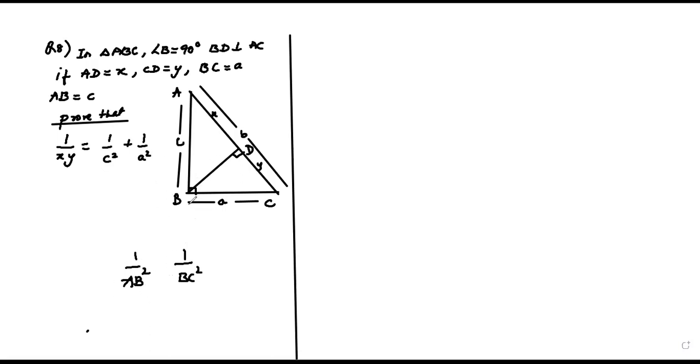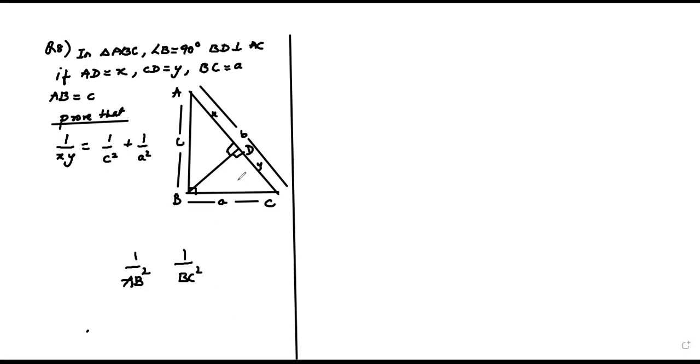But where is similarity here, children? One theorem we have learned: similarity in a right angle triangle. Can you see a big right angle triangle, triangle ABC, with angle B 90 degrees? From the vertex of the right angle, a perpendicular is drawn to the hypotenuse.